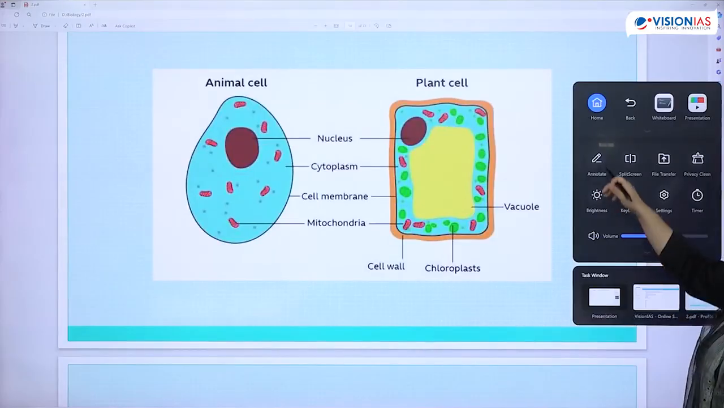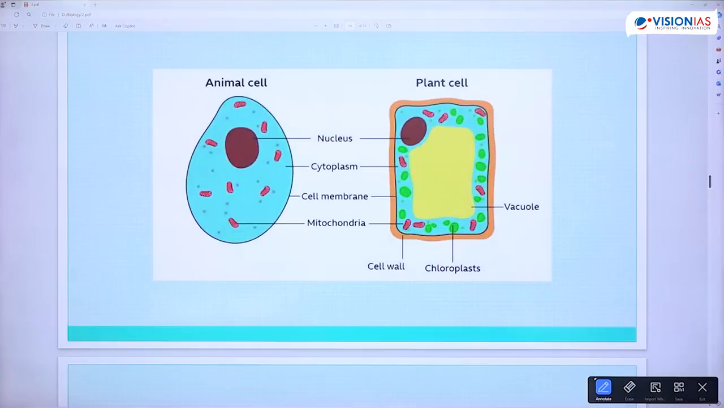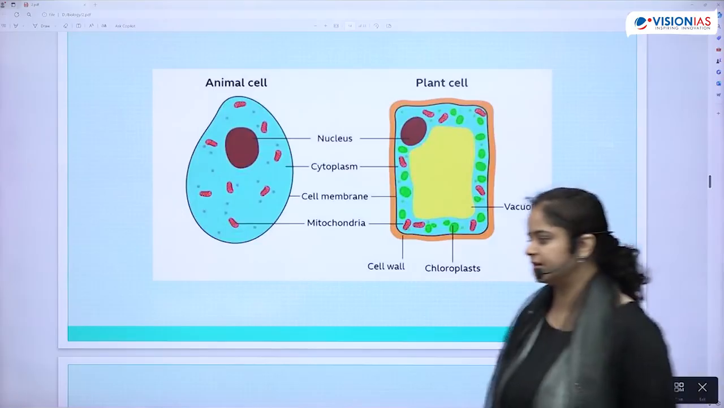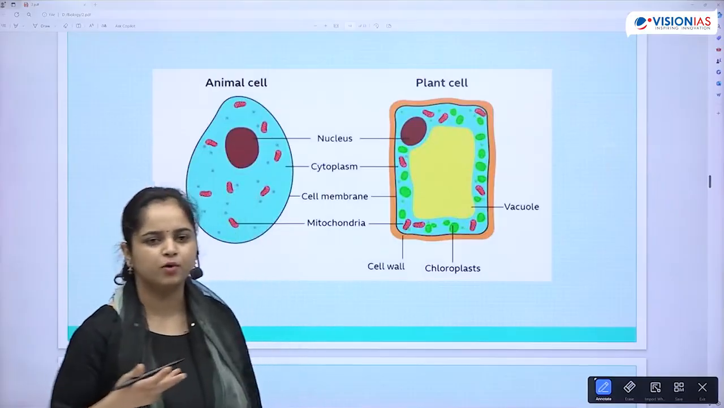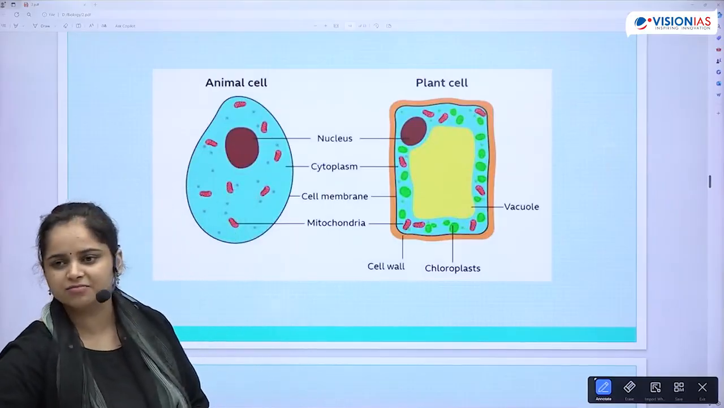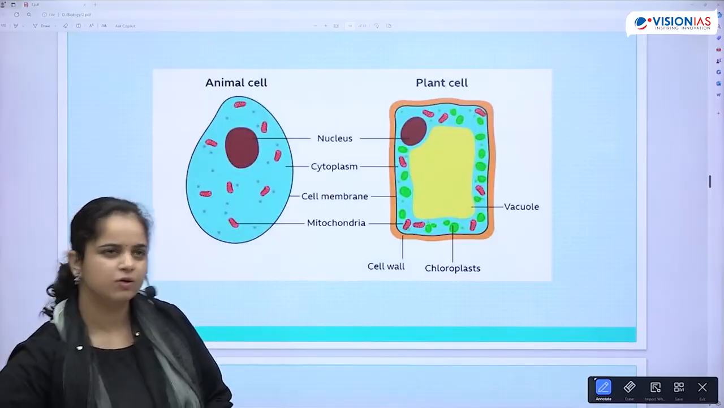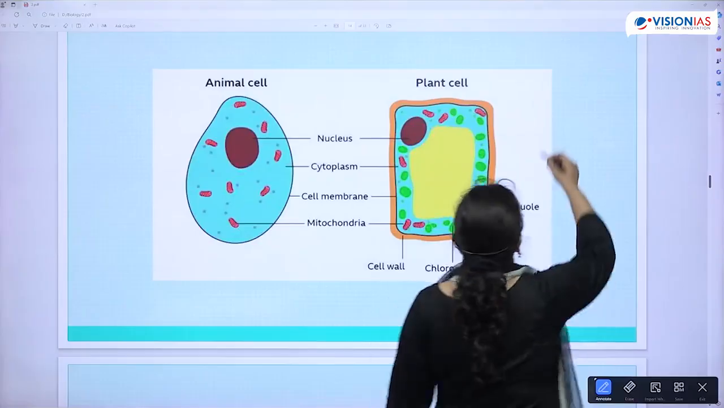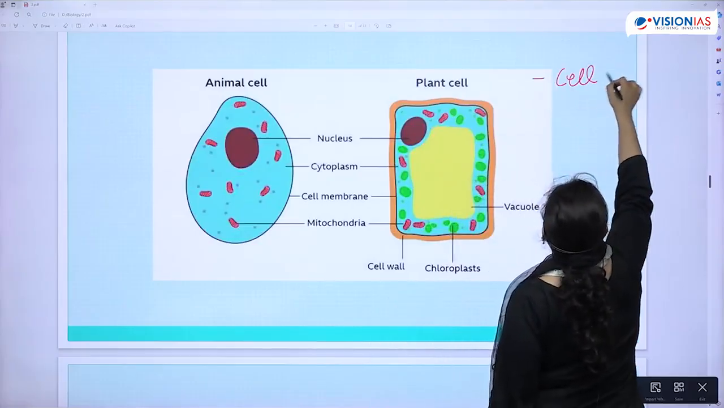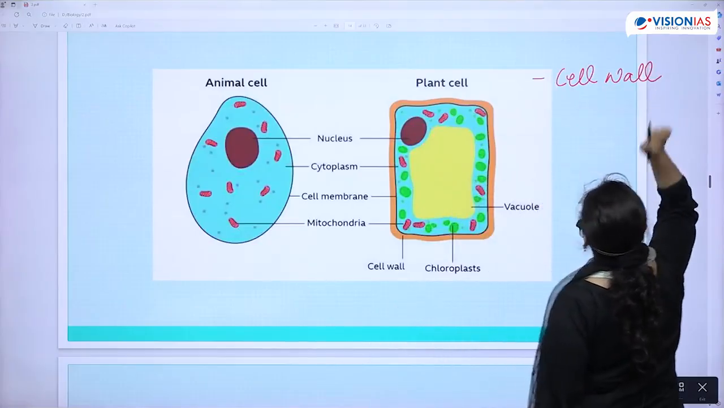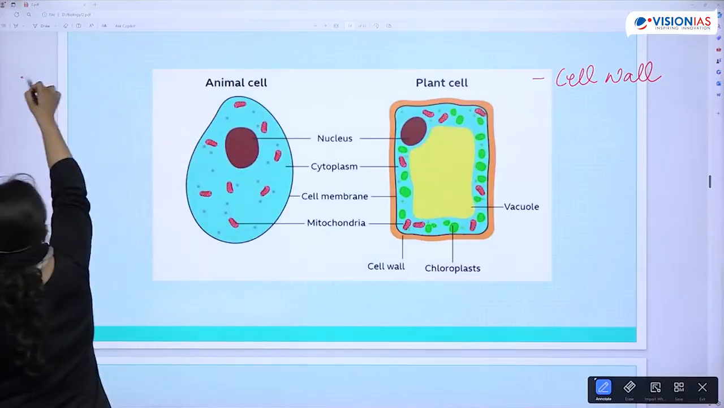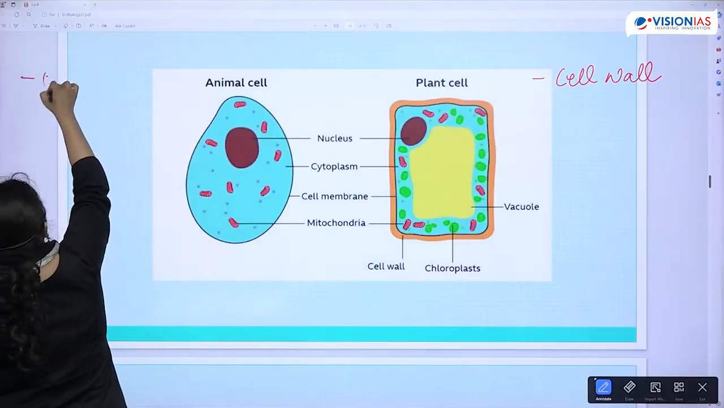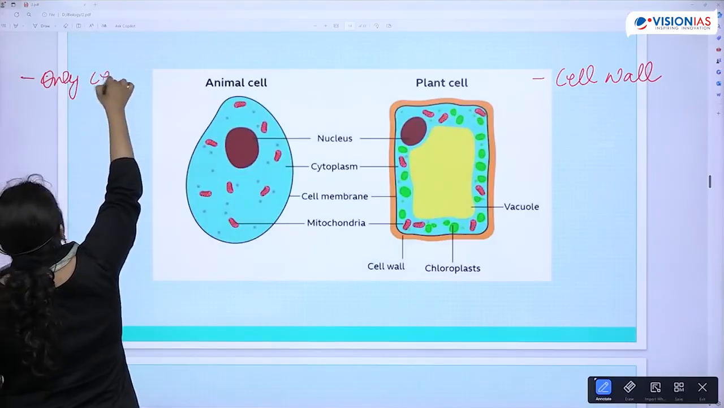The next part is your differences between plants and animal cells. And based on the structure of different parts of the cell, this you are going to write on your own. Can you tell me what are the points of differences between plants and animal cells? Okay, cell wall. Cell wall plants में present है. Animals में there is no cell wall. You only have the cell membrane.